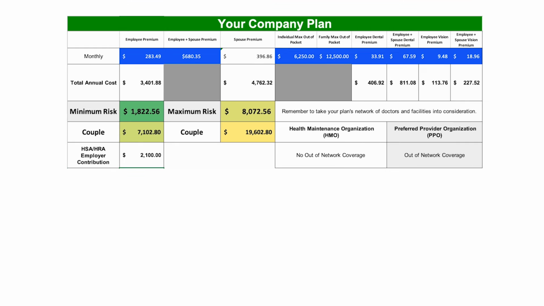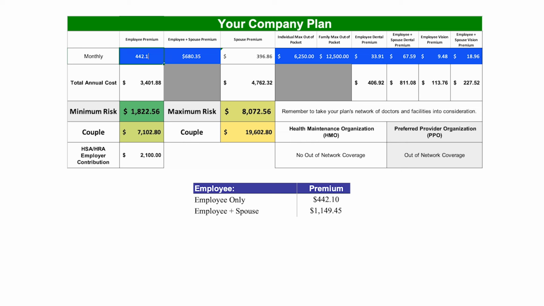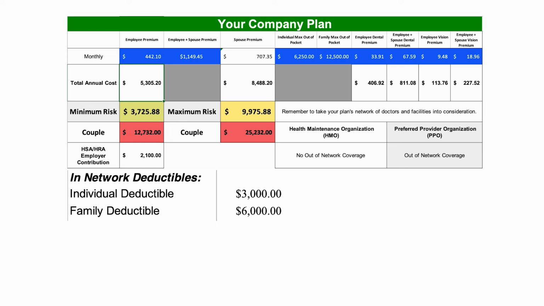Okay, let's look at a different employer plan arrangement, maybe one that is not a high deductible health plan. We're going to keep the dental and vision arrangements the same, but the monthly premiums on the more traditional health plan go up. The employee only premium goes to $442.10, and look at that employee plus spouse premium up to $1,149.45 per month. The deductibles on this particular plan are lower than the last one.